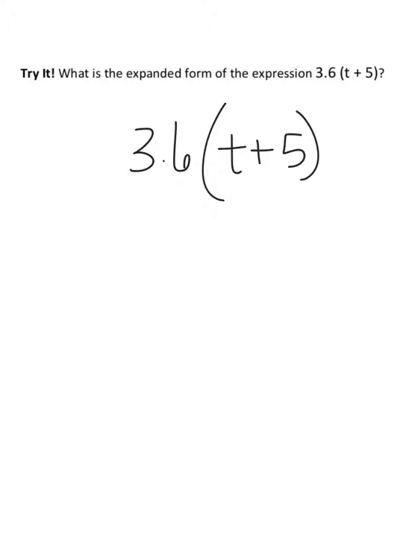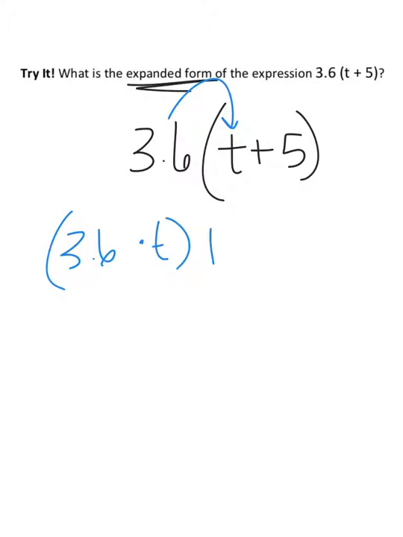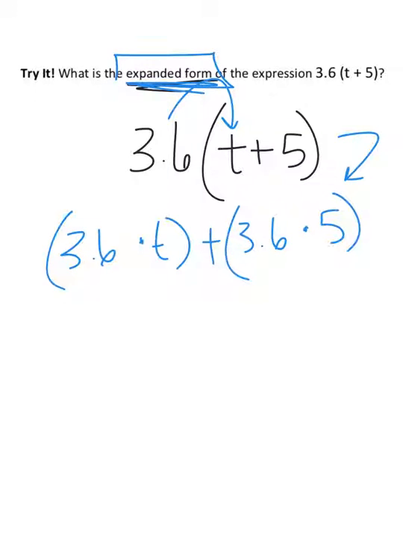Go ahead and take a look at this, try it. So you are taking the 3.6 times t plus 5, this is your factored form, and you are going to write that into expanded form. Okay, so go ahead and do that. So we're going to do 3.6 times t plus 3.6 times 5, because again, we're looking for factored or expanded form. We are not solving. We are writing, we're going from factored to expanded.